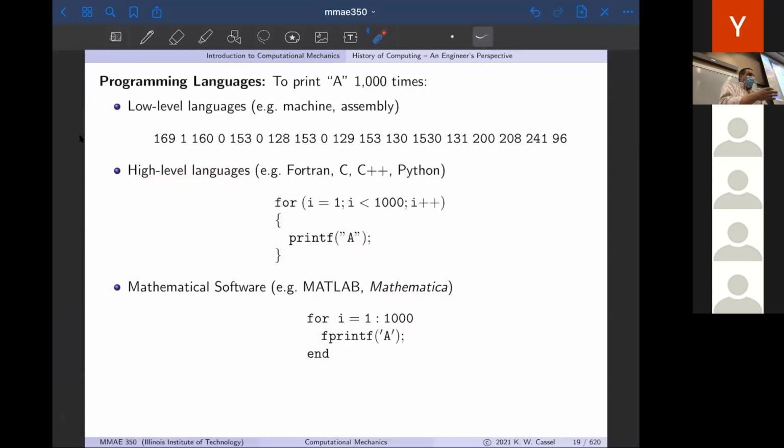So 1, 2, 3, 4, up to 1,000. And then instead of printf, it's fprintf. And instead of a double quotation mark, it's a single quotation mark. That's just syntax. So it's doing exactly the same thing. It looks very similar. It's readable, just a slightly different syntax, which just means the details look a little different. So these are very different styles of programming, particularly this one and these. All modern programming languages are obviously like this, not like this.